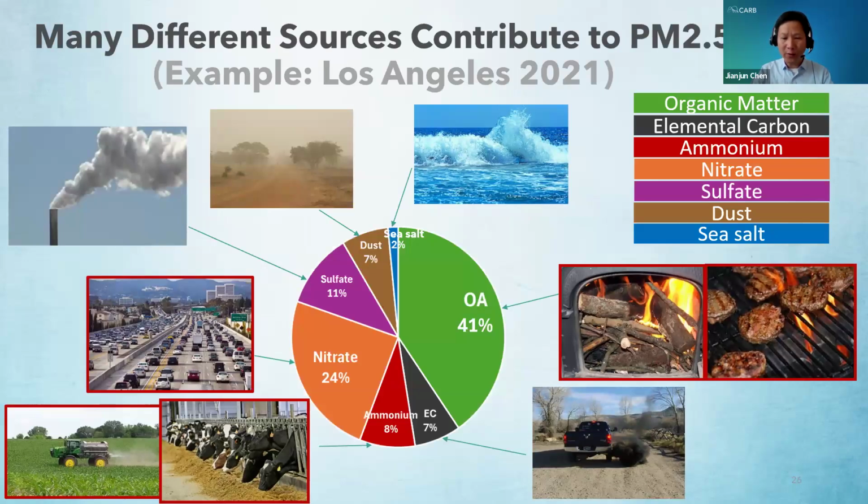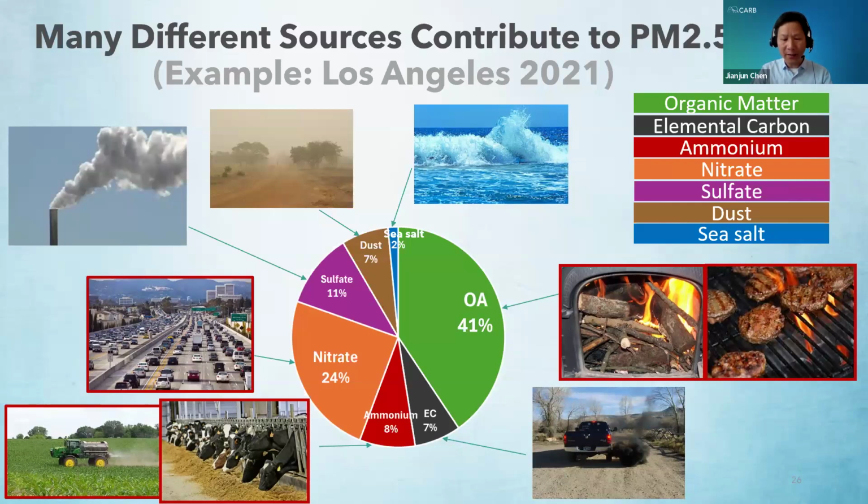Many different sources contribute to ambient PM 2.5. This slide displays an example of PM 2.5 compositions at Los Angeles in 2021, along with the types of emission sources that contribute to each component. PM 2.5 is primarily composed of organic aerosol, elemental carbon, ammonium, nitrate, sulfate, dust, and sea salt. The most abundant component is organic aerosol, which originates from sources such as wood burning and commercial cooking.